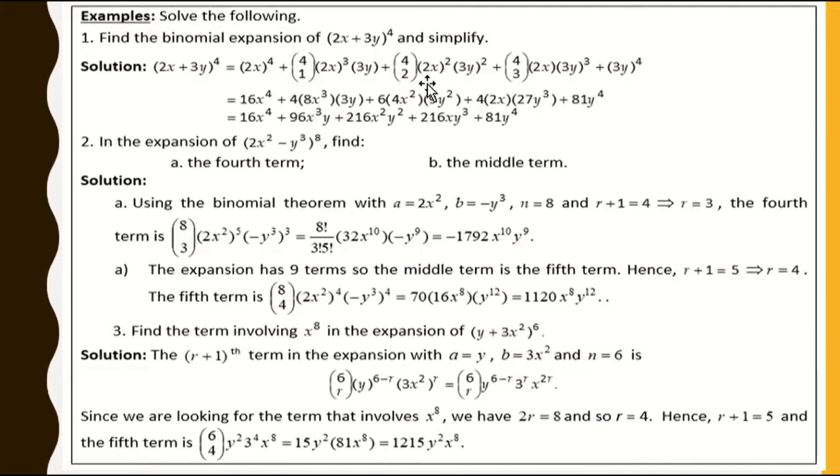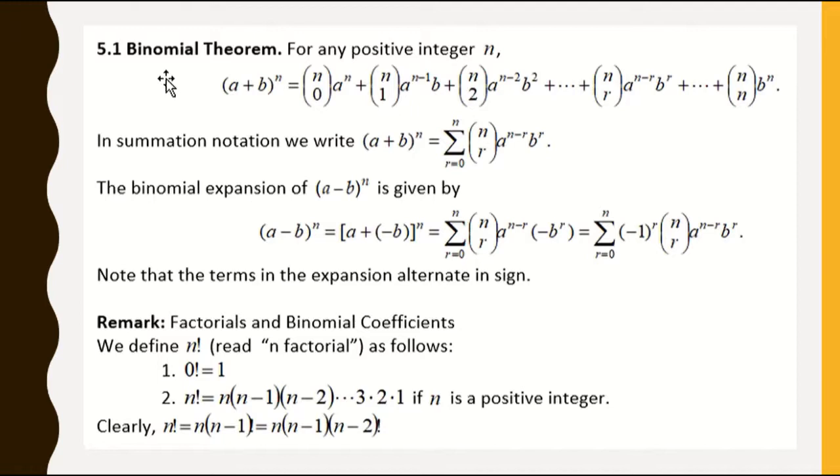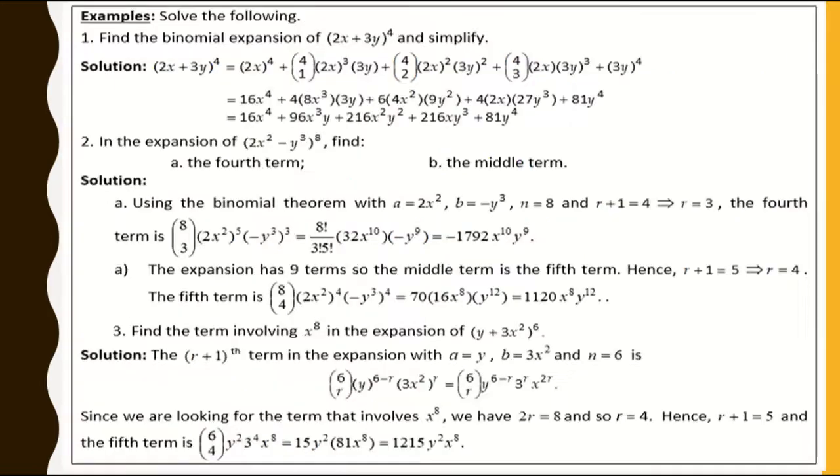Then times 2x squared. Then, we have 3y squared, because the exponent of a goes n minus 2, and then y squared for b. Then, plus 4 taken 3 at a time: 2x times 3y cubed, plus the 4th power of 3y. So that is the trend in expanding our binomial.